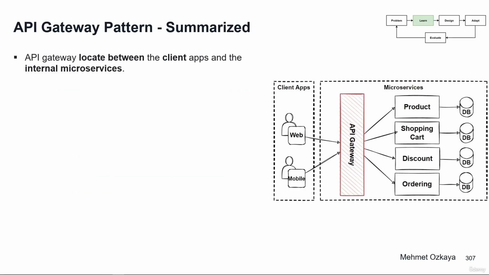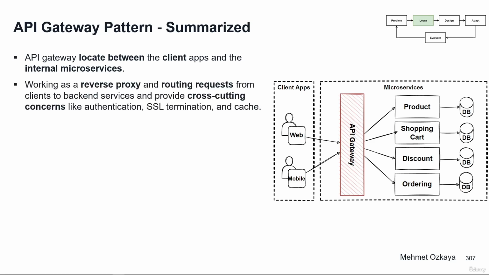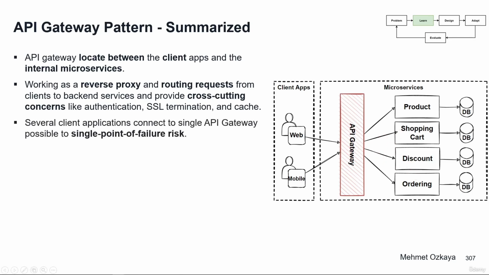In summary, the API Gateway locates between the client application and the internal microservices. It is working as a reverse proxy and routing requests from client applications to the backend services. It also provides cross-cutting concerns. You can see the image on the slide, that collects the client request in a single entry point and routes the request to the internal microservices. So there are several client applications connecting to a single API gateway here.